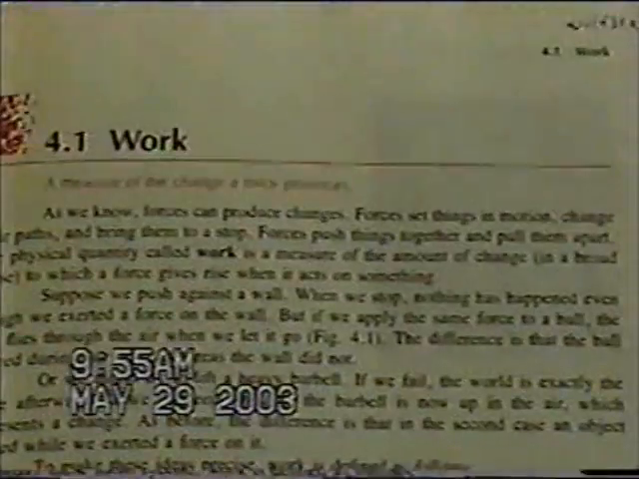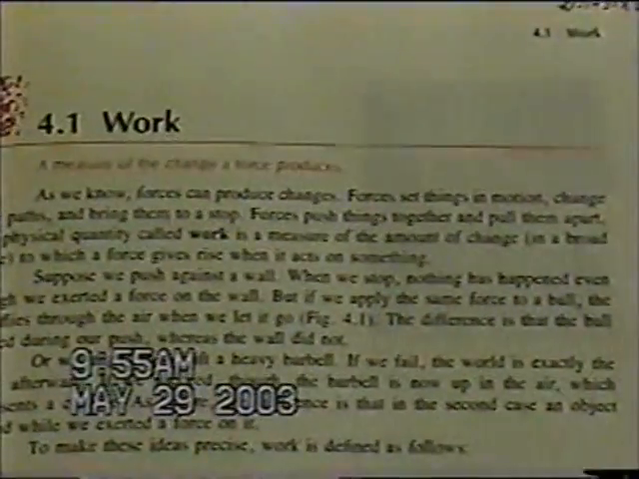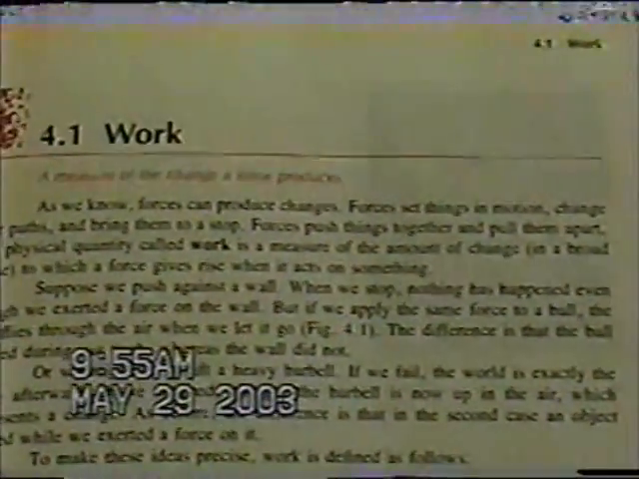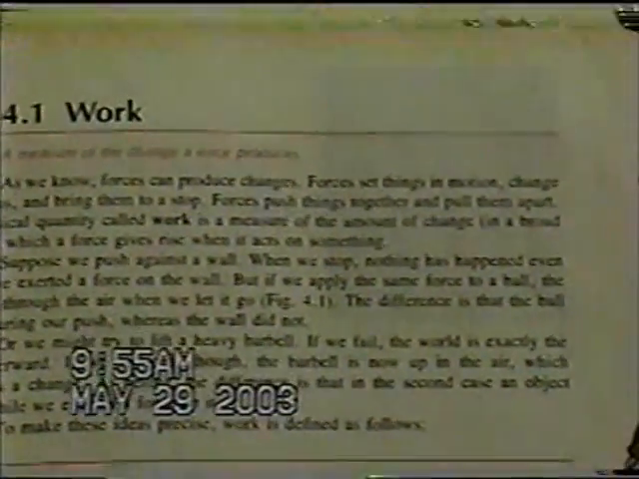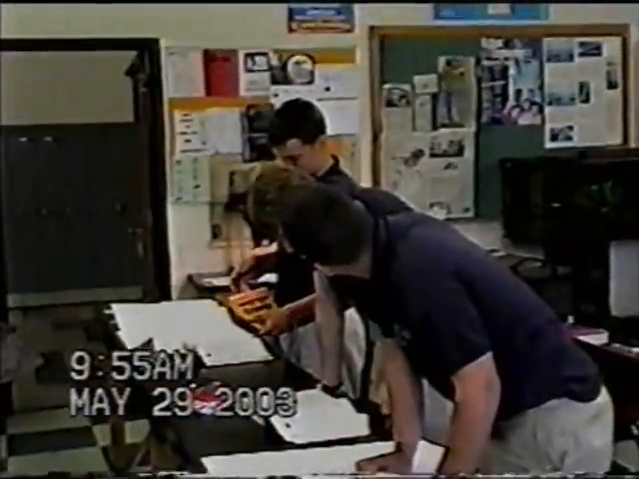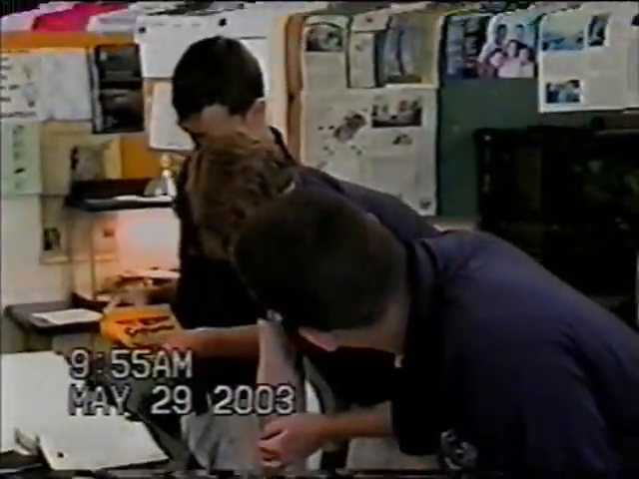Here, test flight 8. The physical quantity called work is a measure of the amount of change in a broad sense to which a force gives rise when it acts upon something. This is a group doing work.